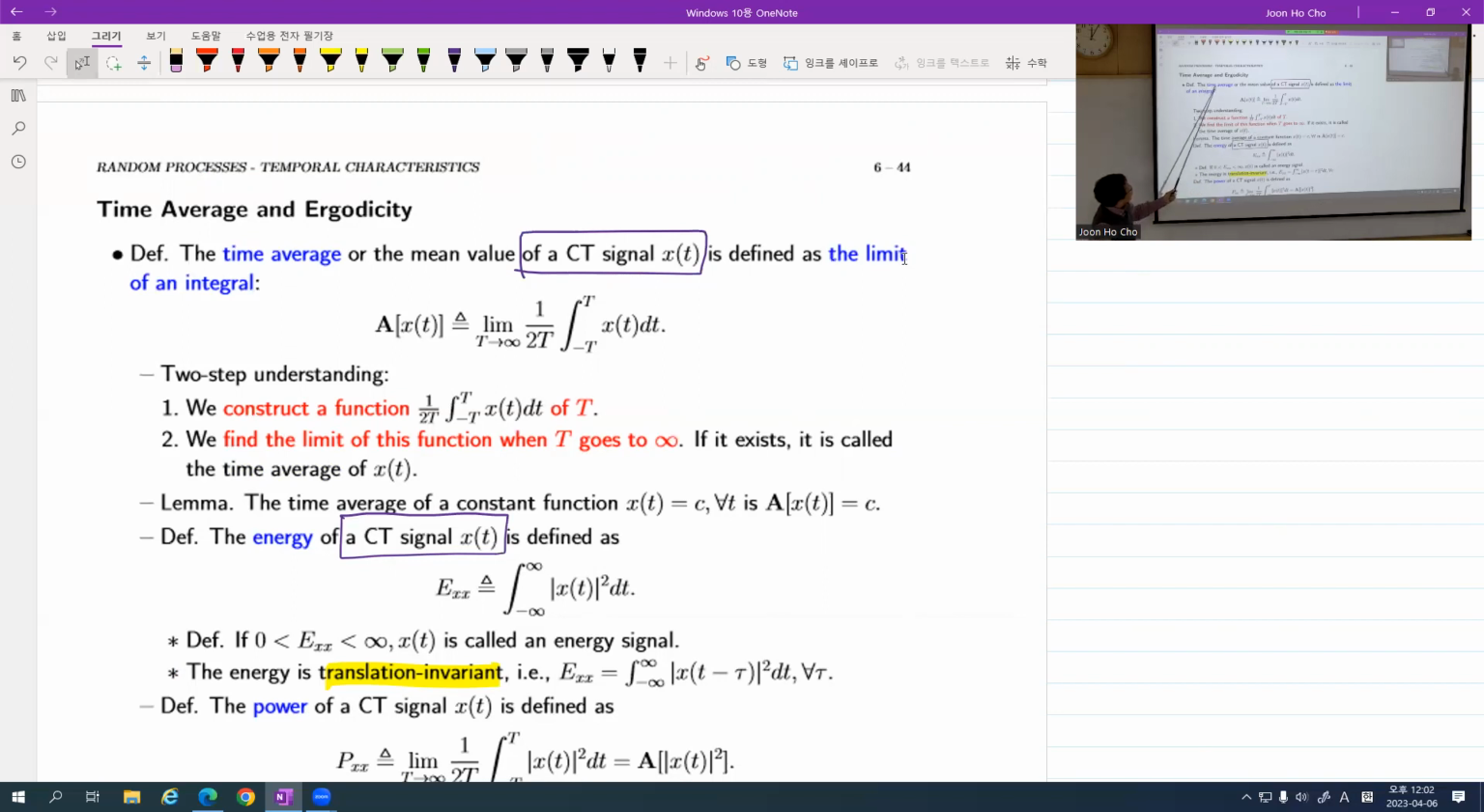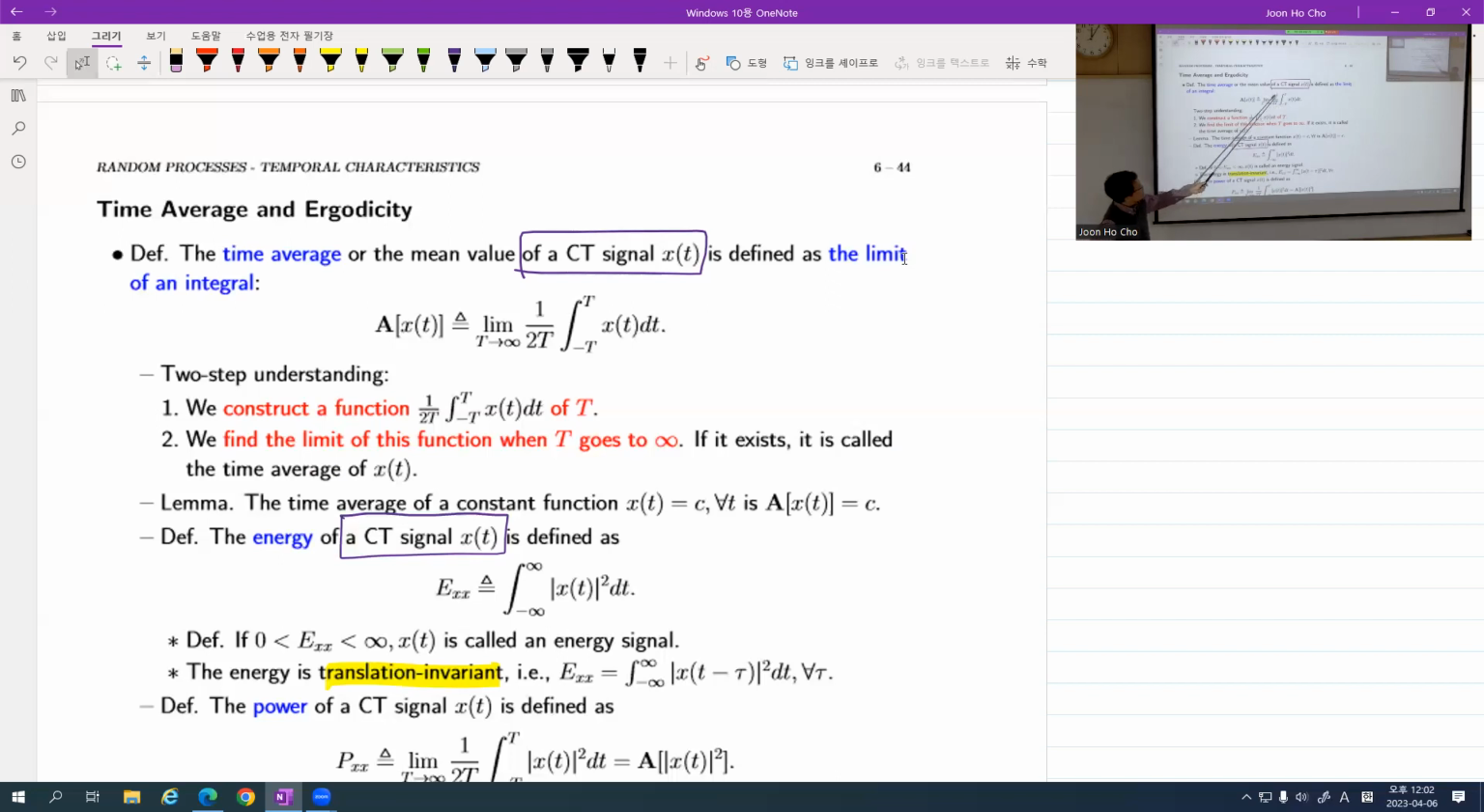So here goes the time average, or the mean value, of a continuous time signal. It's not a random process yet, okay? So x of t is defined as the limit of an integral. So here goes the limit, and here goes the integral.